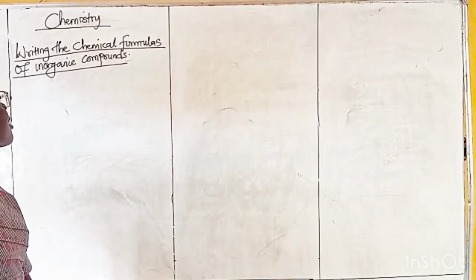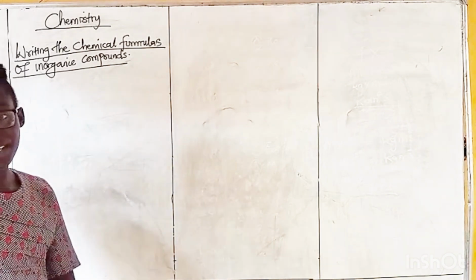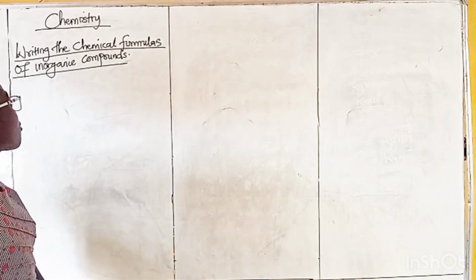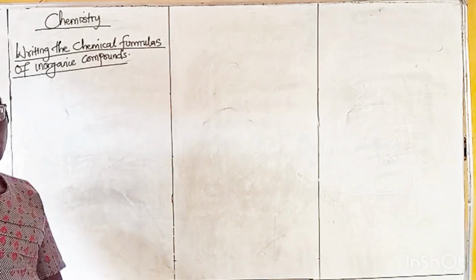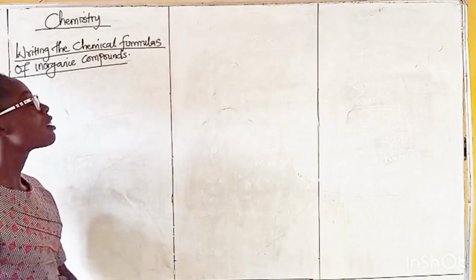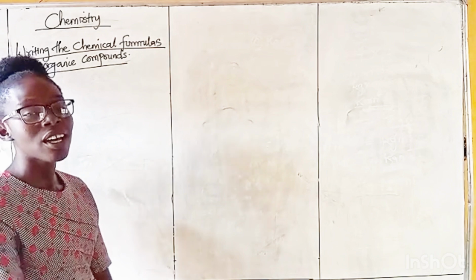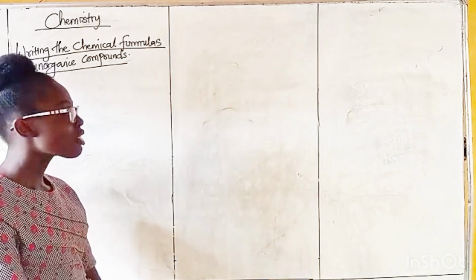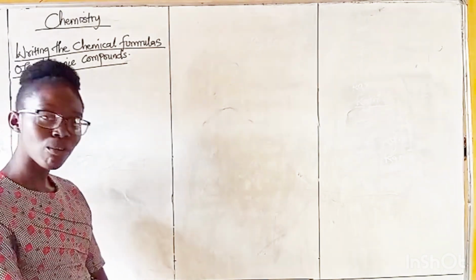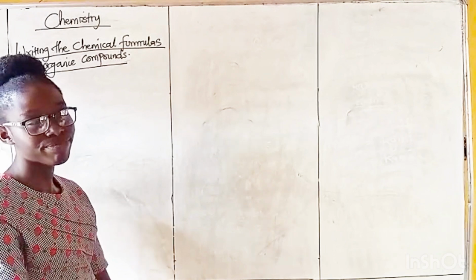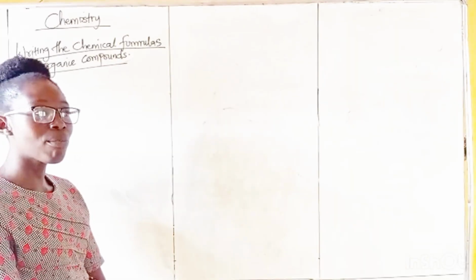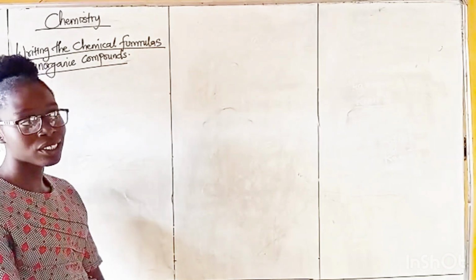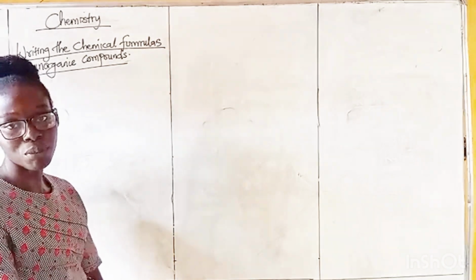Today we'll be looking at a very vital topic, which is writing the chemical formulas of inorganic compounds. Most students find it difficult to write the chemical formula of inorganic compounds. So at the end of today's class, you will learn how to write the chemical formulas of inorganic compounds. But then, what are inorganic compounds? Inorganic compounds are those compounds that do not have carbon hydrogen bonds.